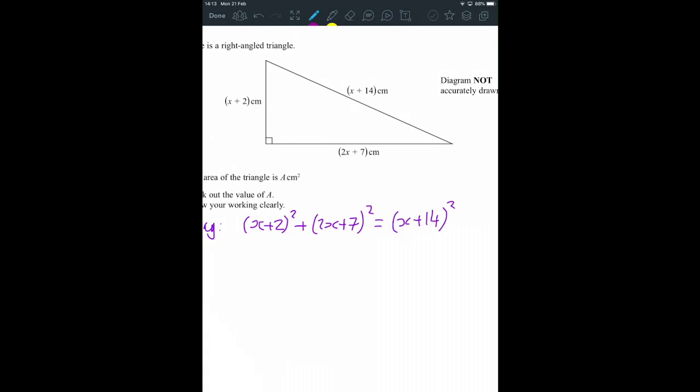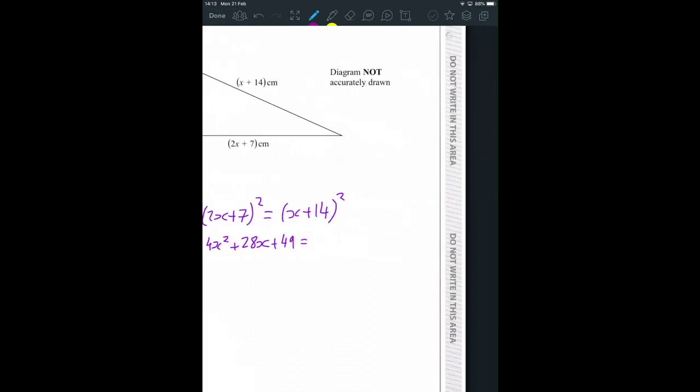Lots of double brackets to expand out. Don't fall into the trap of just squaring the x and squaring the 2. Make sure you remember your middle term. If you do need to write them out as actual double brackets, you should. Left hand side is done. Right hand side.